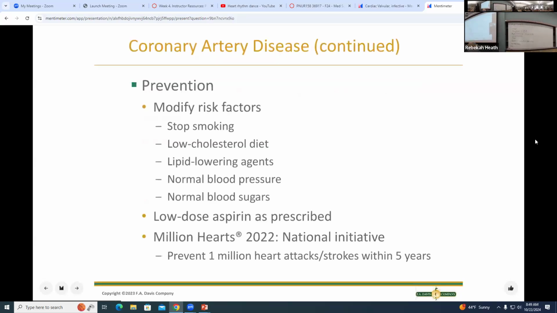So prevention, we already talked about what we're going to do for prevention for risk factors. One thing I didn't talk about is normal blood sugars. If you have somebody who's a diabetic, having increased blood sugar can actually increase their risk of coronary artery dysfunction. Then, usually we give people low dose aspirin. Why do we give them aspirin? Yeah, it's a blood thinner. If we know that those coronary arteries are already getting kind of blocked, we want to make sure that the blood is less likely to form little clots and block up the rest of the arteries.